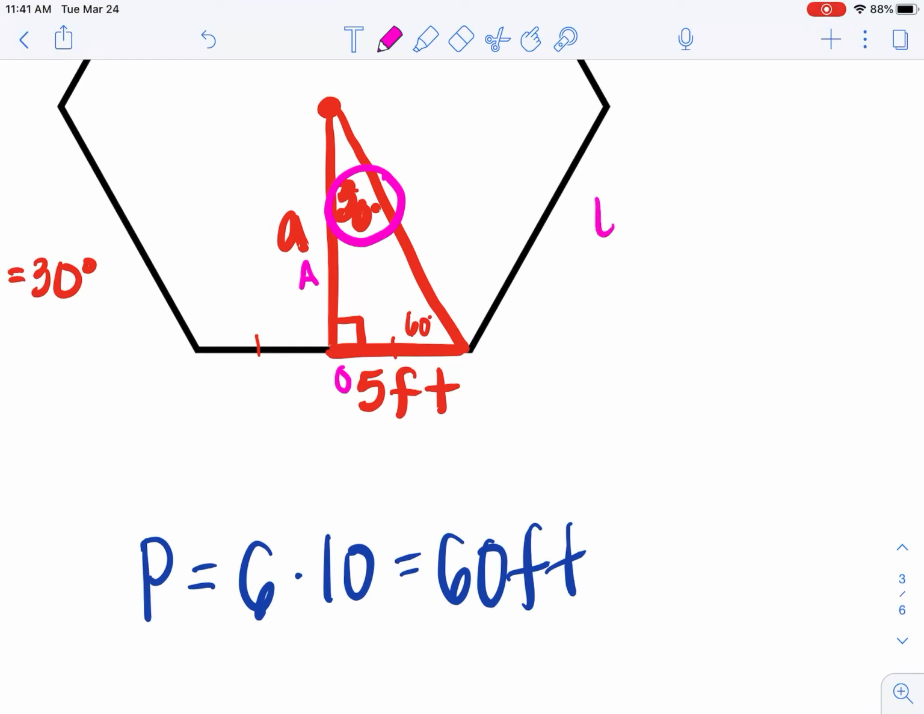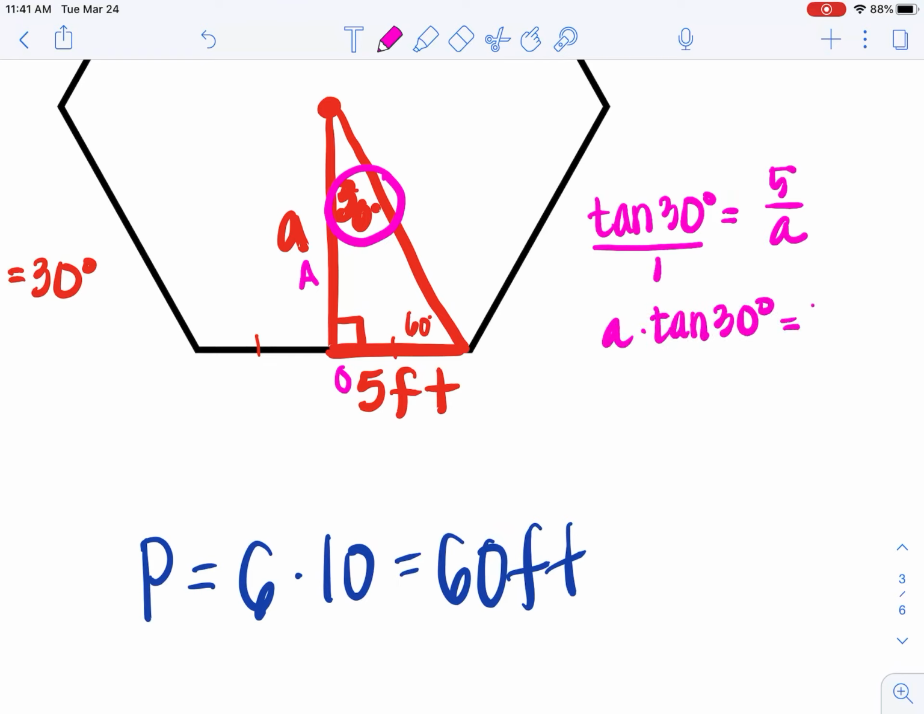So I'm going to go with SOHCAHTOA. Here's my angle, opposite and adjacent. I'm using tangent. Tangent of 30 degrees is equal to opposite, which is 5, over adjacent, which is A. Cross multiply to solve for A.